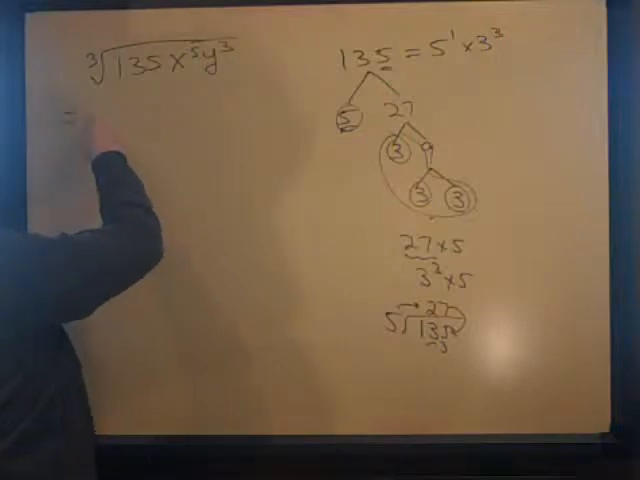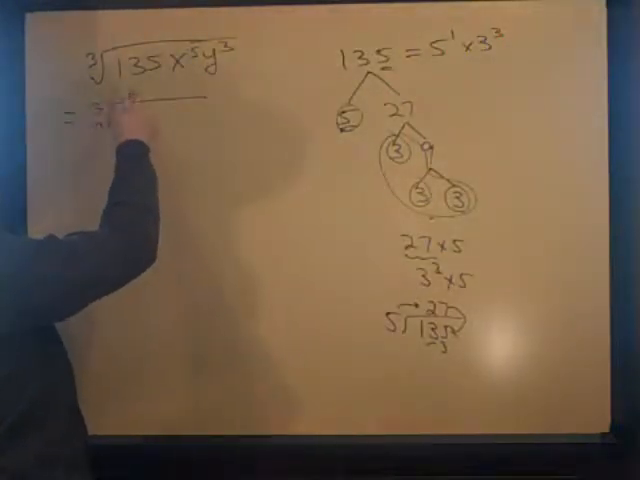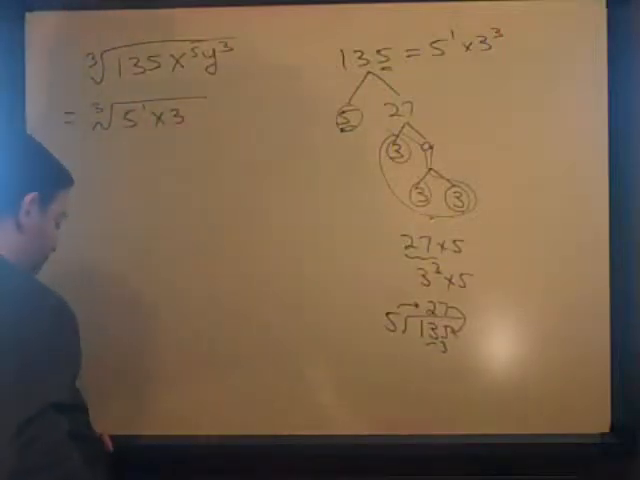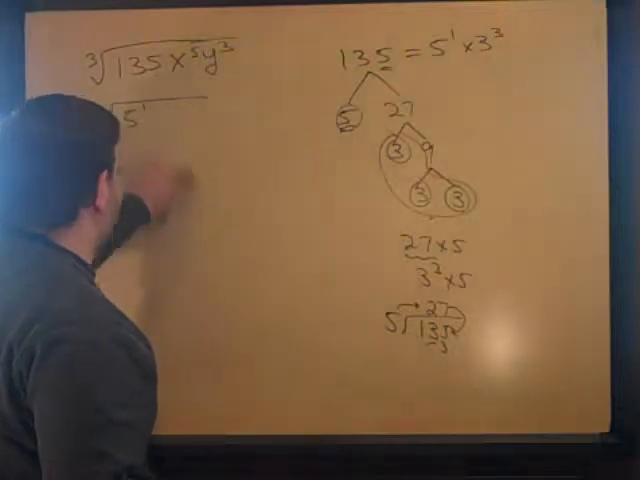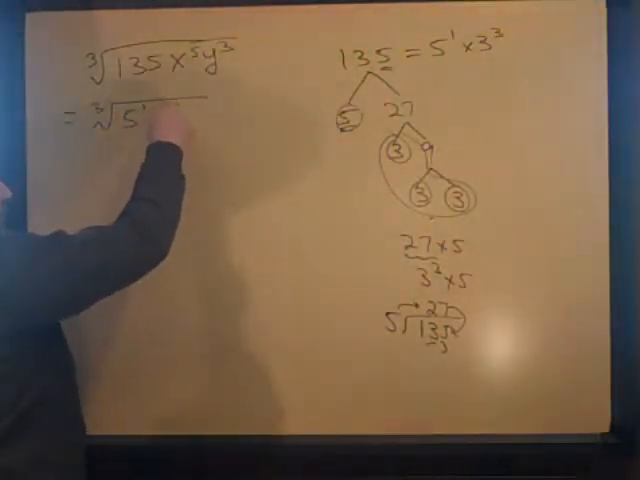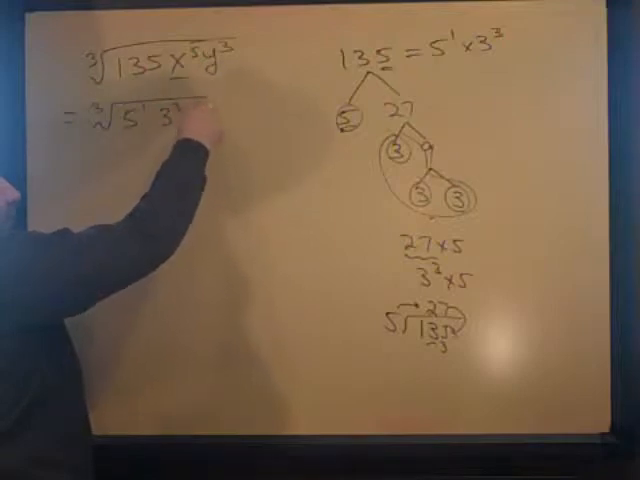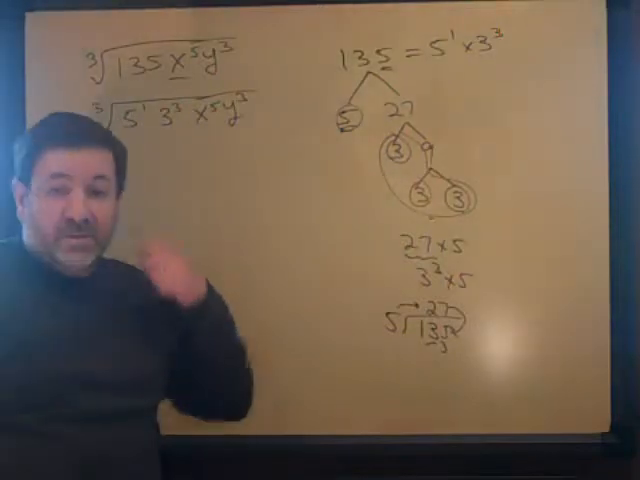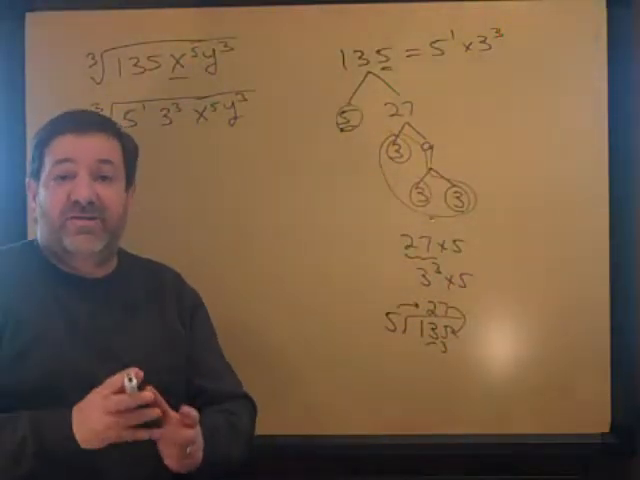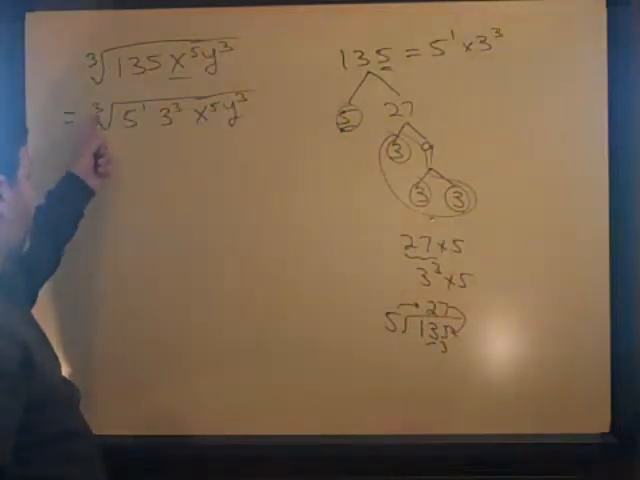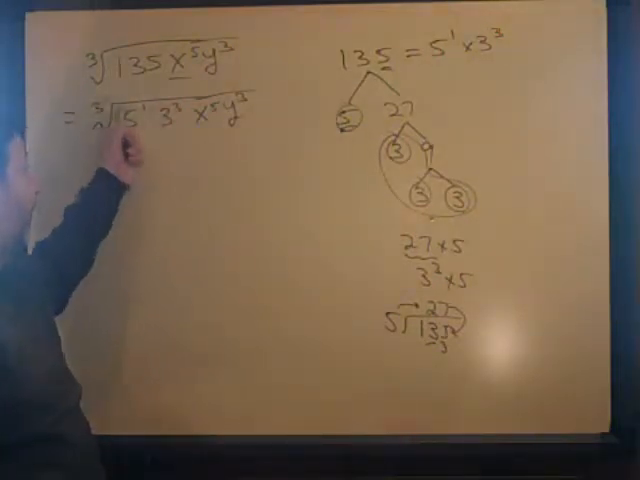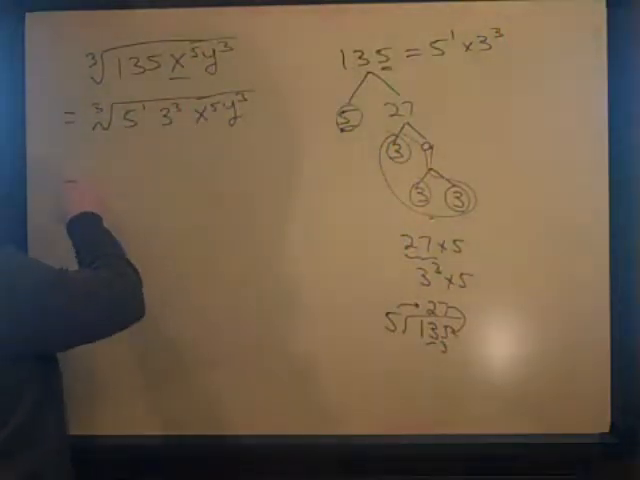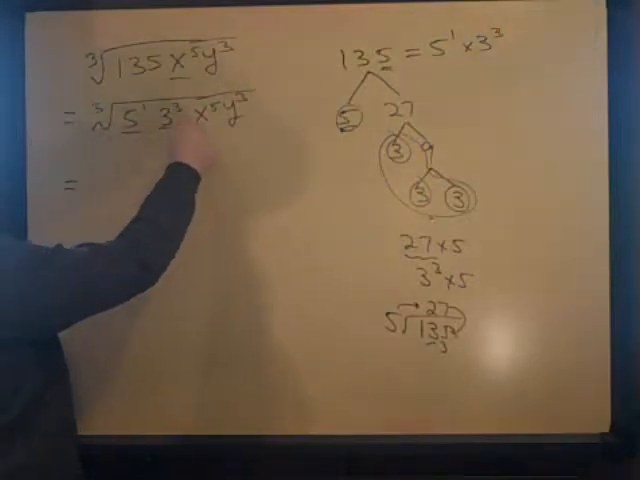I'm now going to say that this is equal to the cube root of 135, which is 5 to the 1, times 3 cubed, times x to the 5th, times y cubed. Now the rest of the problem is very straightforward. It's just long division. We're going to divide 3 into 1, and 3 into 3, and 3 into 5, and 3 into 3. But first we identify the bases: 5, 3, x, y.